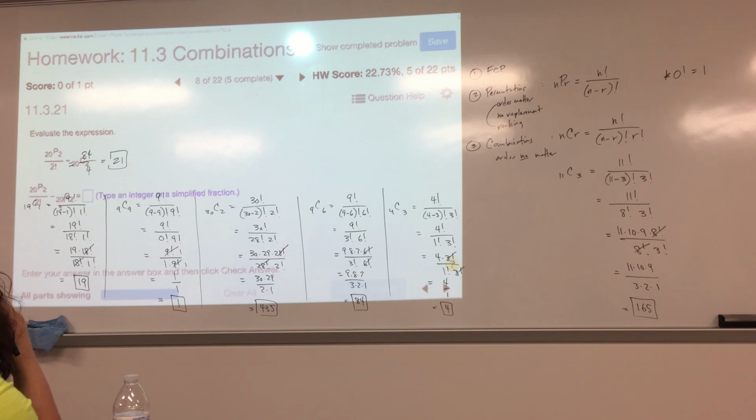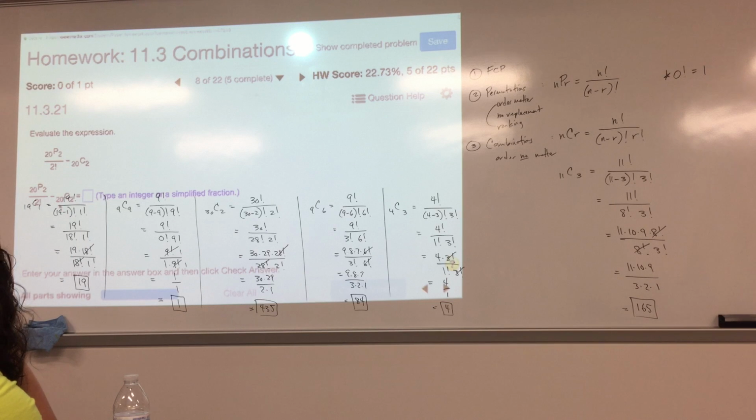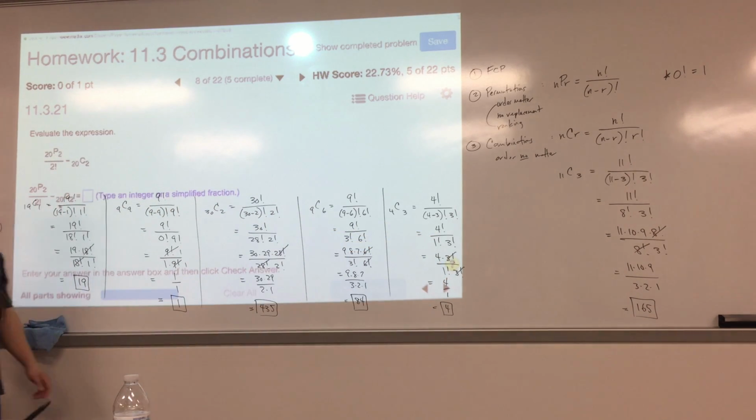All right, now let's take a look at this next one. These are just calculations. Ultimately, when we get to our word problems, they're just these types of things over and over again, okay? Just like you saw with the permutation section, you had calculations, but when you got to the word problems, they were pretty easy, okay? Let's take a look at this one, and then hopefully after this one, we get to our word problems.